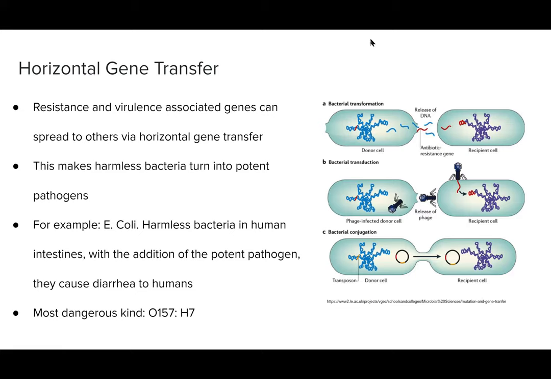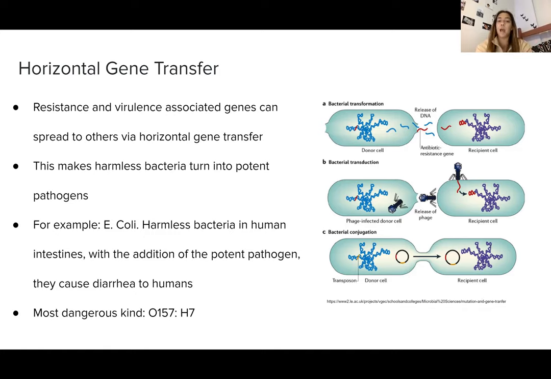Horizontal gene transfer. So with rapid reproduction of bacteria, those carrying resistant genes are usually unable to produce large populations through natural selection. Therefore, these genes can spread to others via horizontal gene transfer instead. It can also spread virulence-related genes, which turns harmless bacteria into really powerful pathogens.